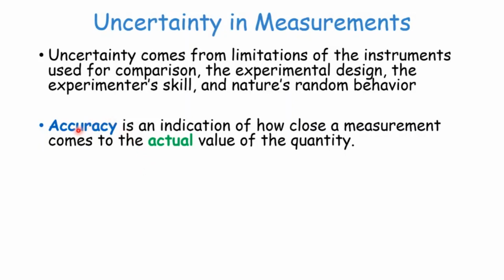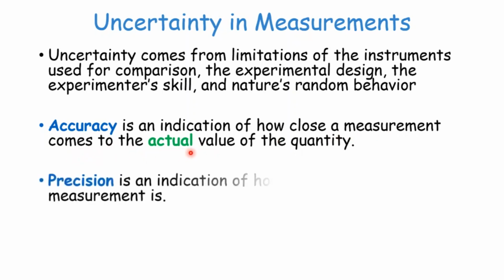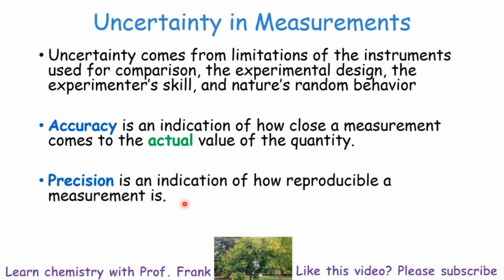Let's talk about accuracy and precision. You can use both accuracy and precision to evaluate the uncertainty of your measurements, or the quality of your measurement. Accuracy is an indication of how close a measurement comes to the actual value or the true value. Precision is an indication of how reproducible a measurement is. That's the difference between accuracy and precision.